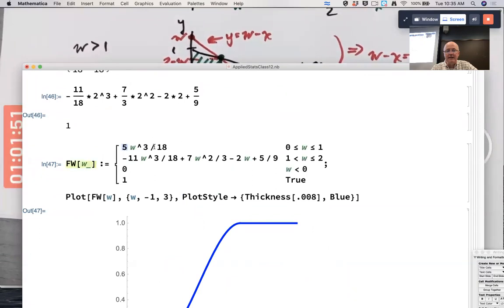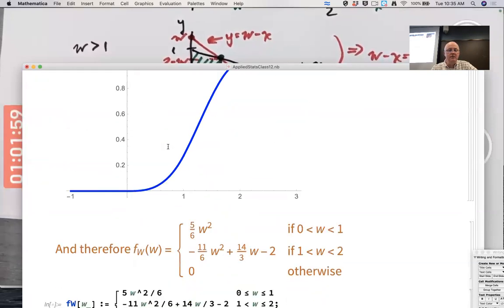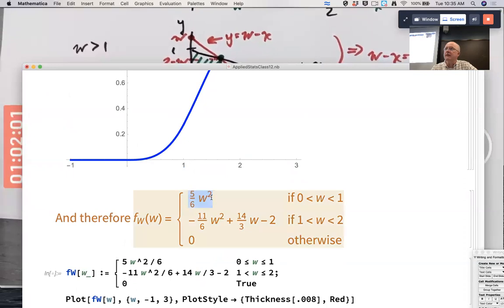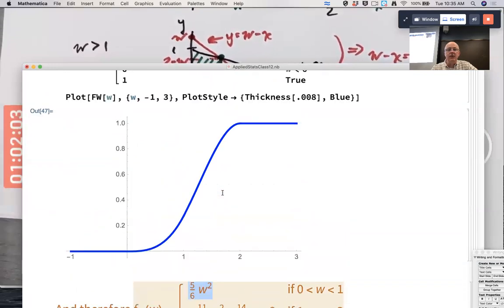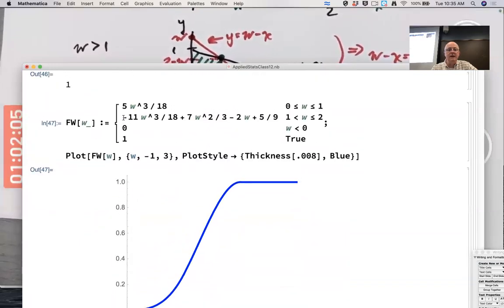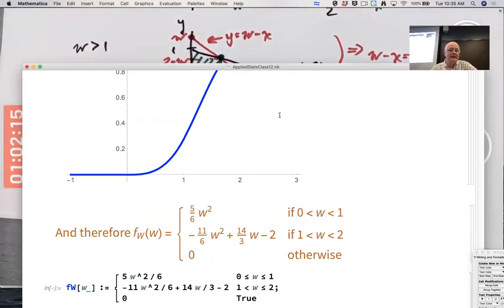So if you differentiate this thing with respect to W, bring down the 3, 15/18 is the same as 5/6 W squared. Differentiate this one, you'll get negative 11/6 W squared plus 14/3 W minus 2, it looks like. Yep.